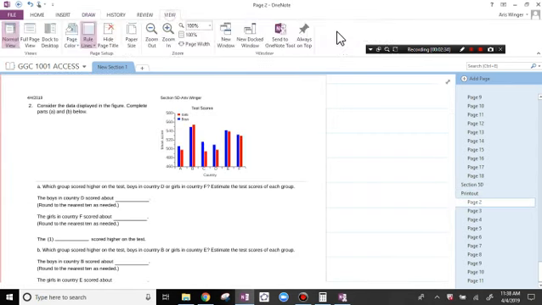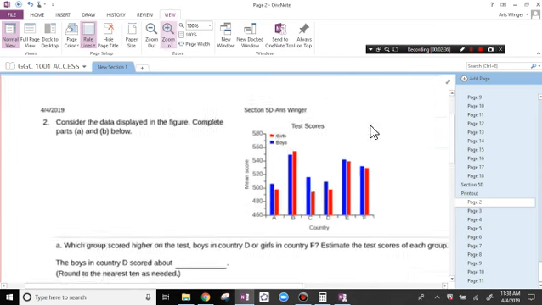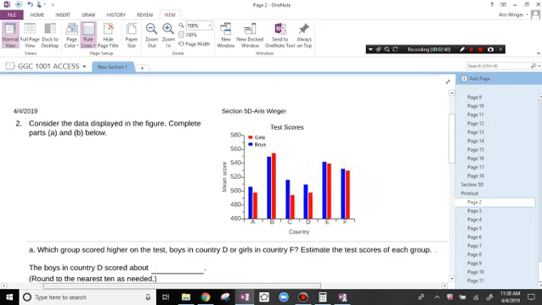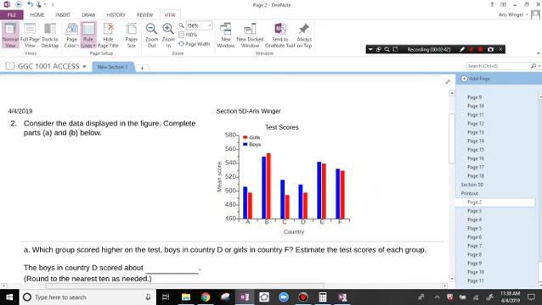Let's make this larger. Consider the data displayed in the figure. So what are we talking about? Country and mean score. This is test scores with girls and boys. Which group scored higher on the test? Boys in country D or girls in country F?